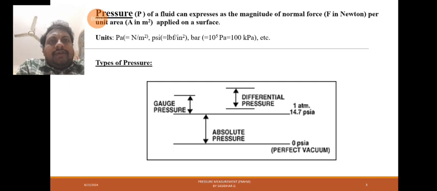In this class, we are going to focus on pressure and its measurement. Before going to the pressure measurement by using manometers, first we are going to look at pressure and types of pressure. After that, we are going to see the pressure measurement by using manometers.